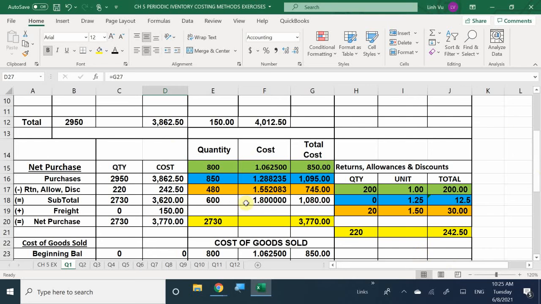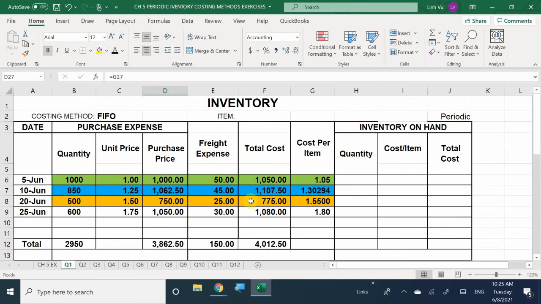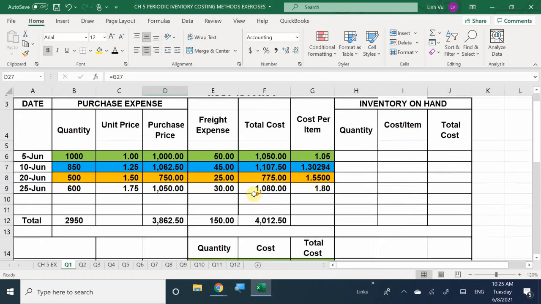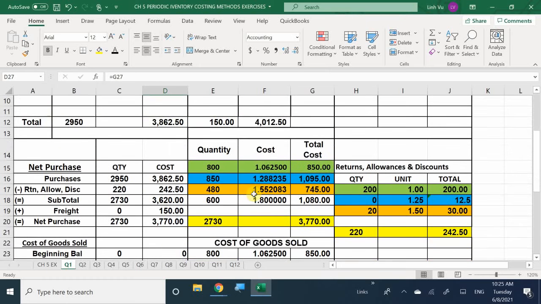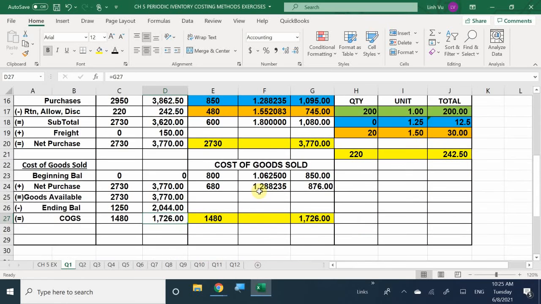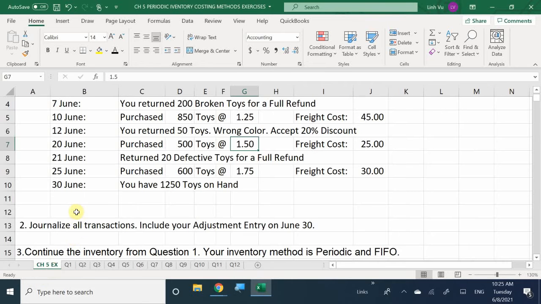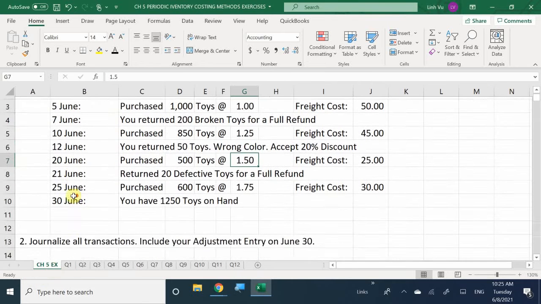All right, so that was our very first one that we just did today. For the first one, which is the FIFO, we looked at what happens with purchase returns and allowances and how it affects your overall goods available, right? So now let's dive into the next section where we need to start carrying it over.